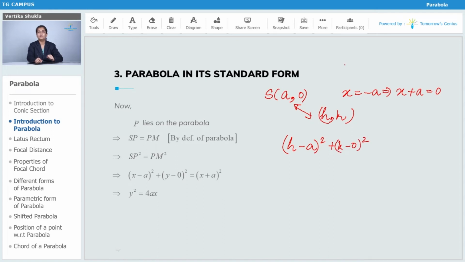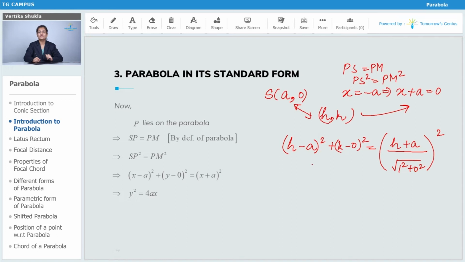Now if PS is equal to PM, then we know that PS square is equal to PM square. We already did a question regarding this, so that is the same concept we are using over here. PS square will be equal to this, and what will be PM square? PM square means substitute the point in the line, so you will get (h plus a) divided by root of 1 square plus 0 square, and whole square.